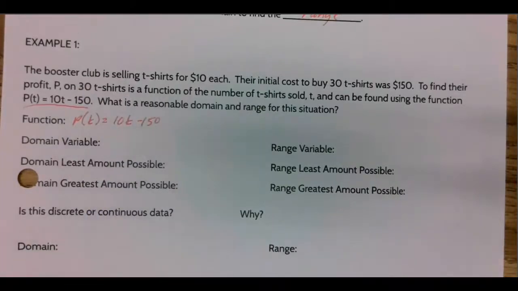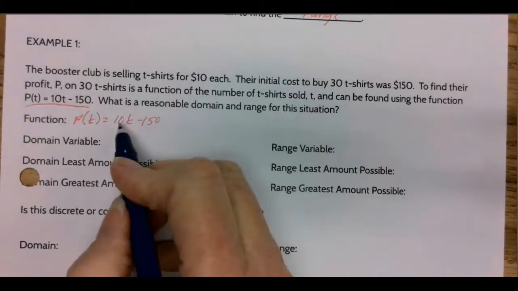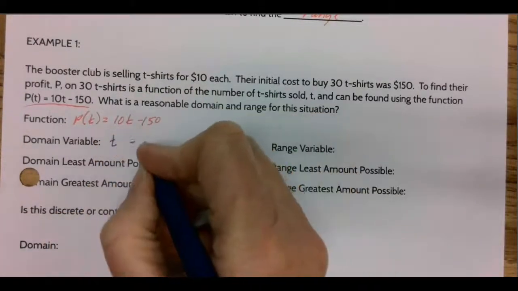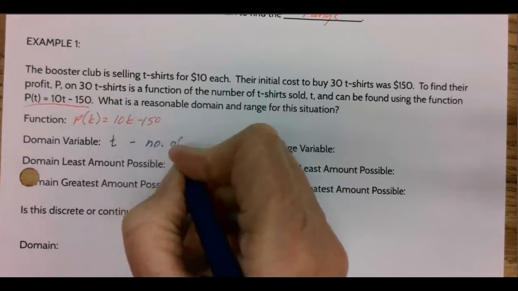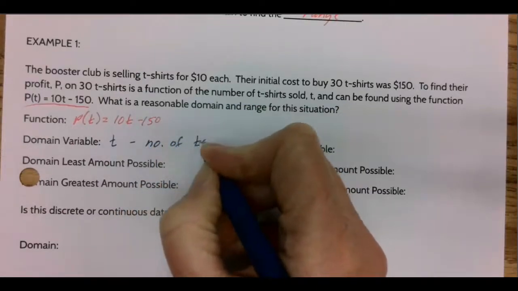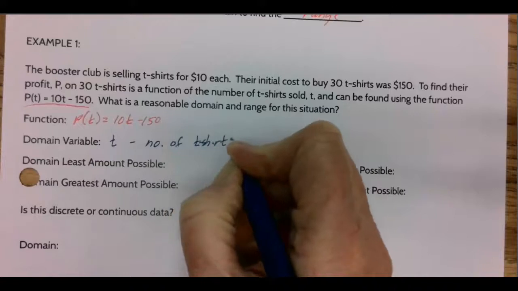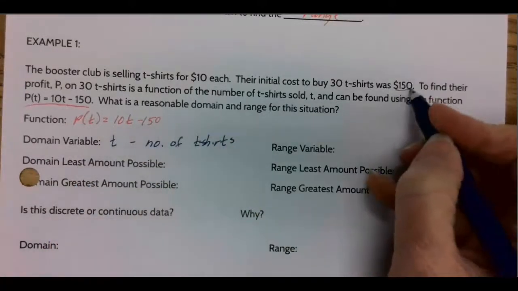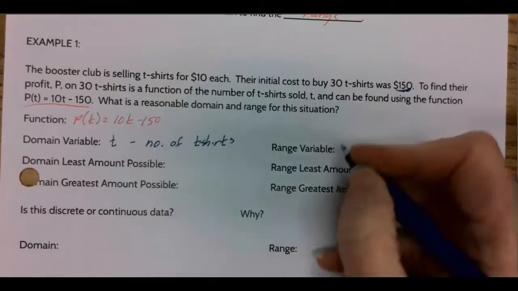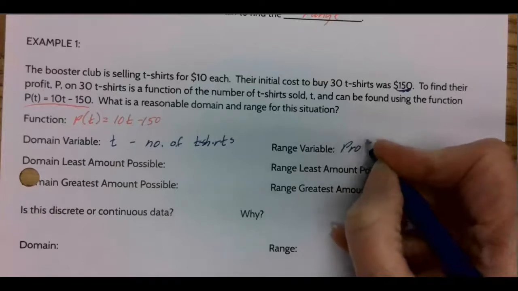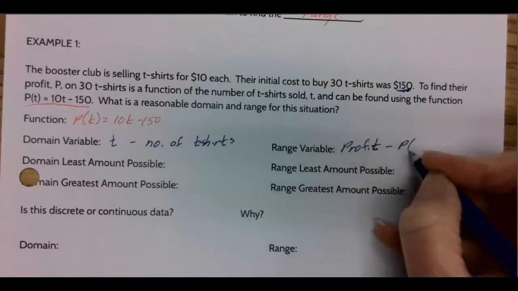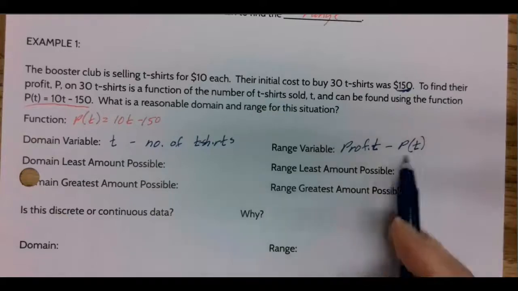Now, what does that mean? What it's saying is we get $10 for each t-shirt. So t is the number of t-shirts. $10 for each t-shirt minus the cost of the shirts. That's the cost. Now, our variable for the range is the profit, and that's going to be represented by P of t. So that's our range.